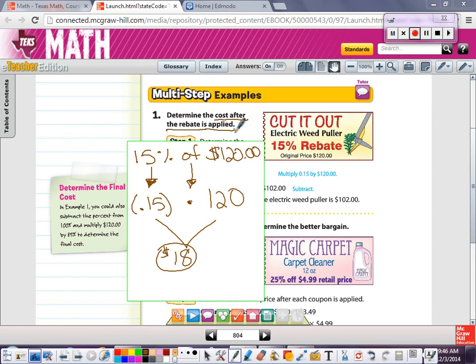So if I had $120 for my yard service, I use this rebate and I get $18 knocked off, I'm going to subtract then. And that means I'm only paying now a total of $102. So that's why it was multi-step. We had to figure out the actual rebate amount first and then subtract that from our original price. That's how this example works. Not too complicated, I don't believe.